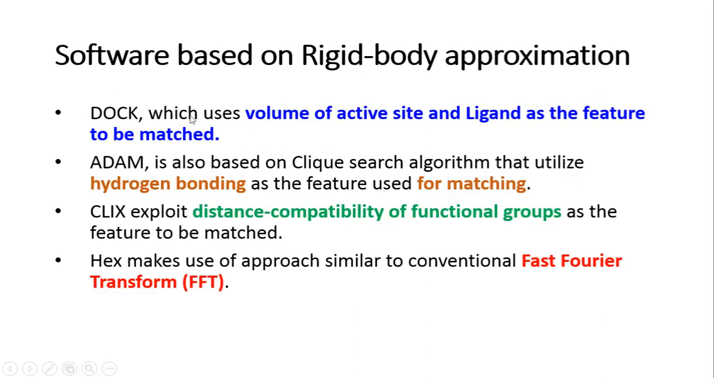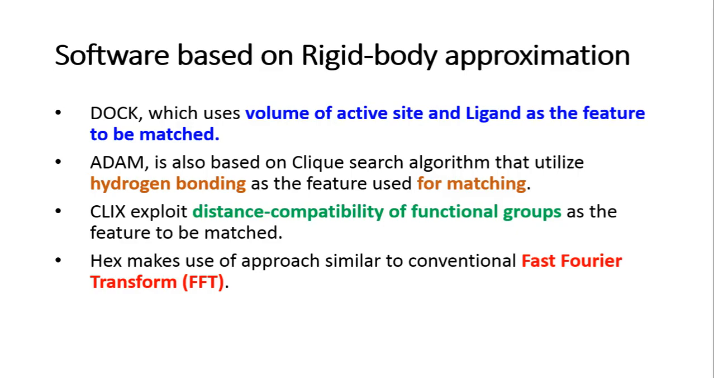Say for example, DOCK uses the volume of the active site and ligand as a feature to be matched. You would calculate the volume of the active site and also the volume of the ligand, and then try to figure out what portion of your ligand would fit into what volume of your active site. This is the approach used by DOCK.